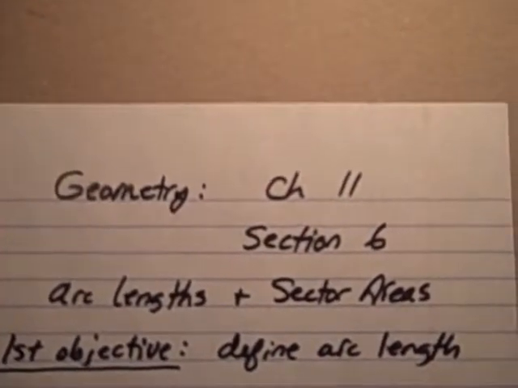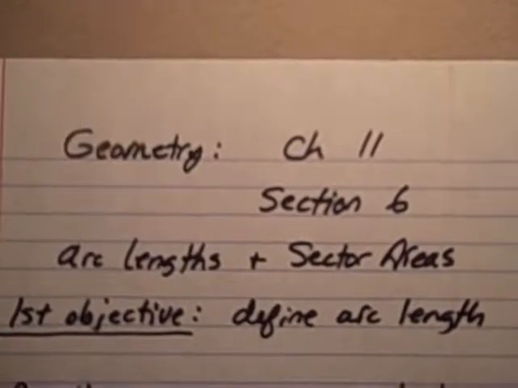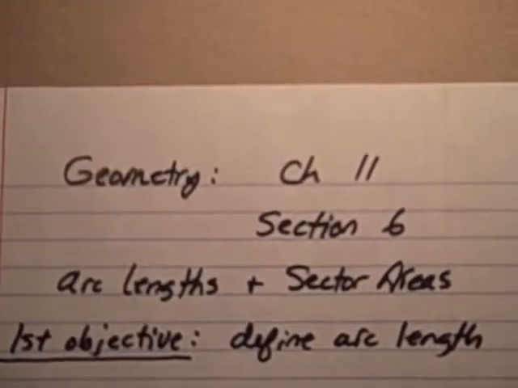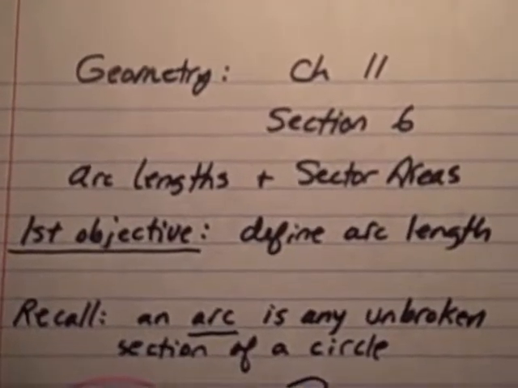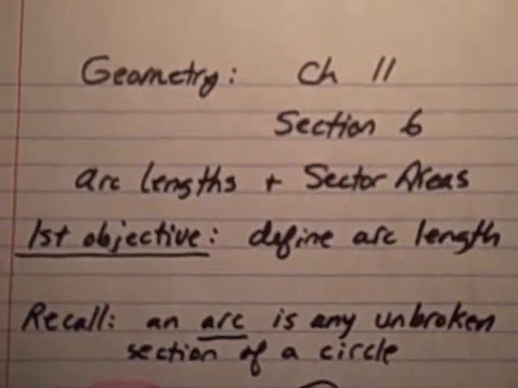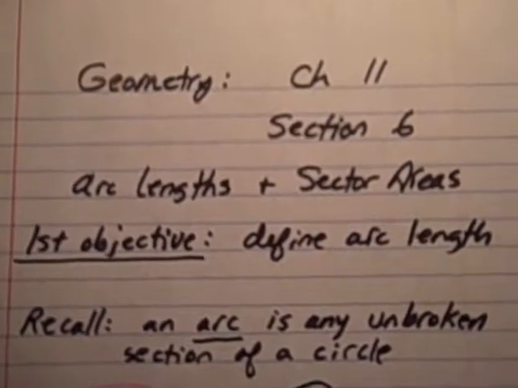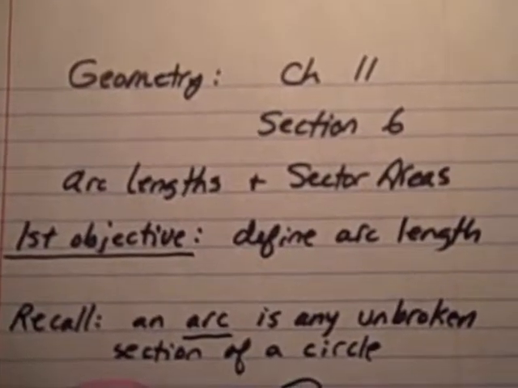Our first objective is to define an arc length. If we're going to determine and calculate an arc length, we better know what it is. The best thing to do is simply to review. We've already covered arcs in Chapter 9. An arc is an unbroken section of a circle.